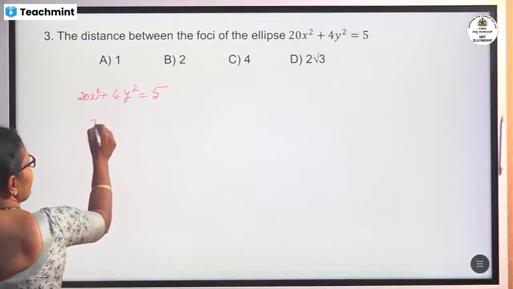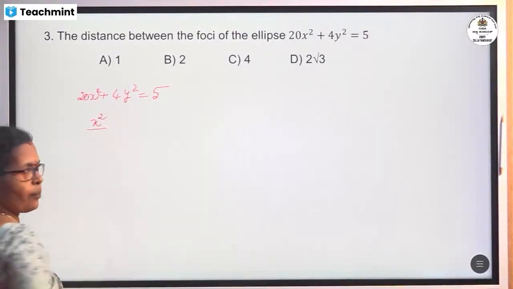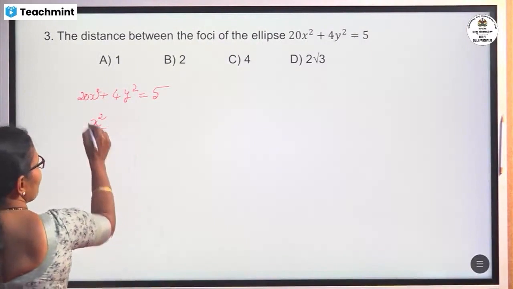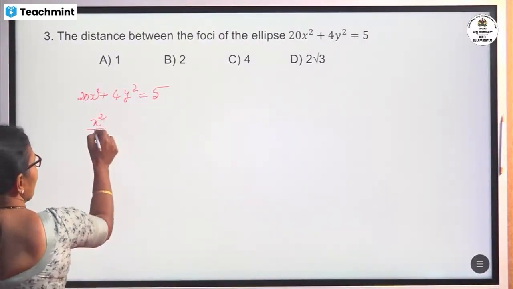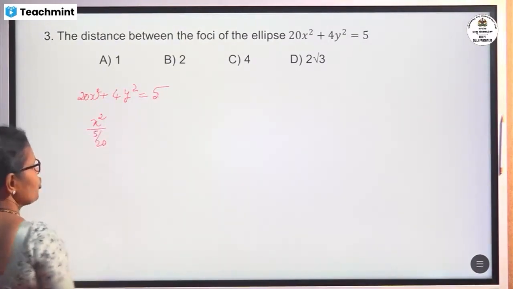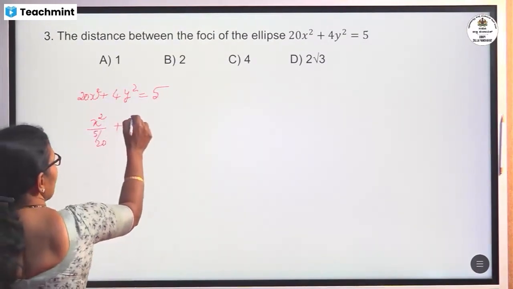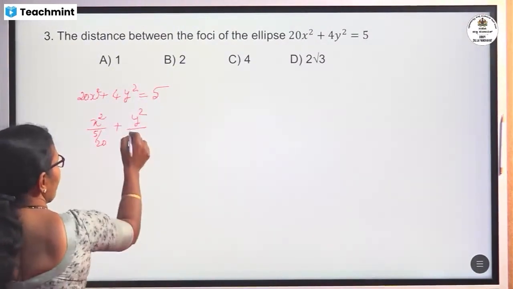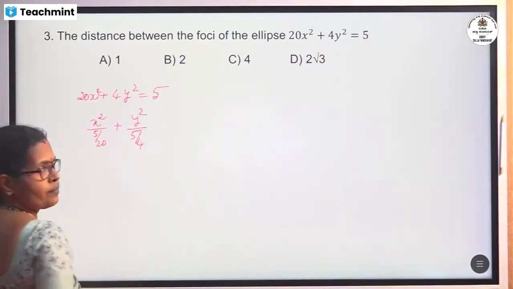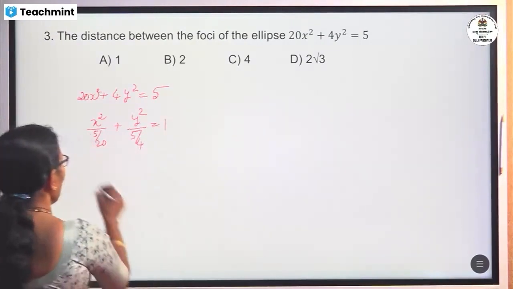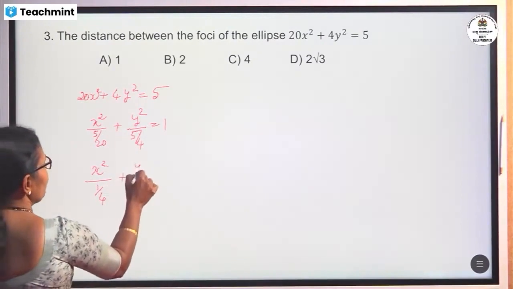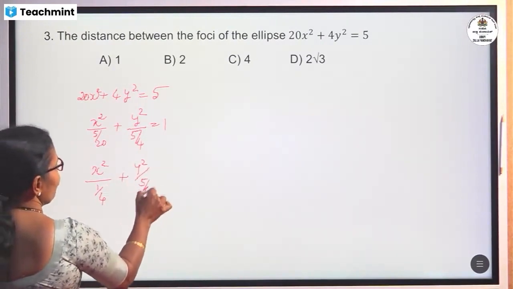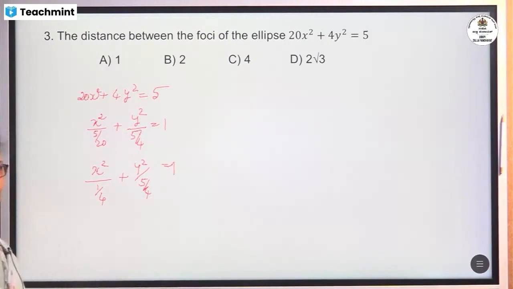Then we get x square divided by 5 by 20, that is 1 by 4, plus y square divided by 5 by 4 equal to 1. Now x square by 1 by 4 plus y square by 5 by 4 equals 1, which is in the general form of the equation of the ellipse.